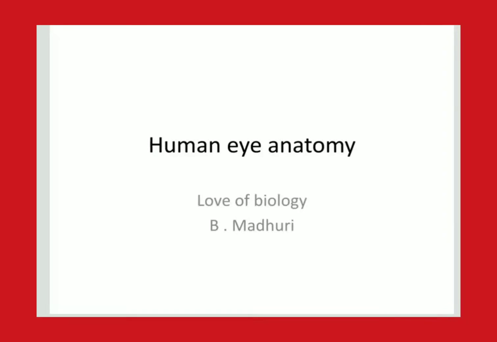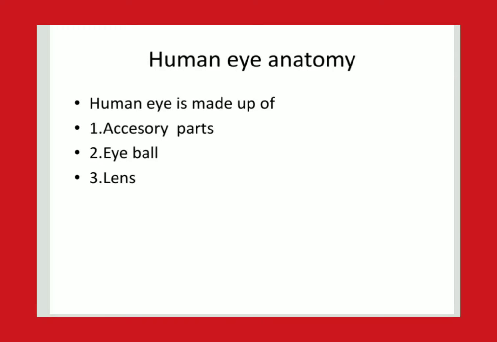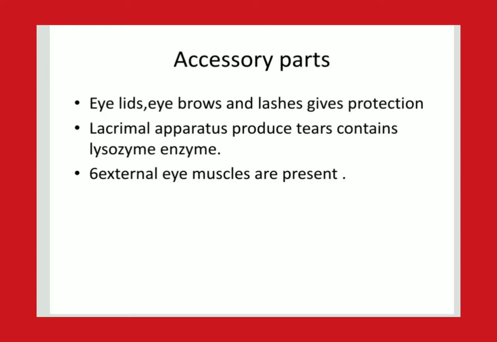Today we are going to learn about human eye anatomy for vision. Actually, it is made up of accessory parts, eyeball and lens, right? So what are these accessory parts? Those are nothing but the eyelids, eyebrows and eyelashes, which will give protection, and the lacrimal apparatus, which will produce the tears which contain the lysozyme enzyme.